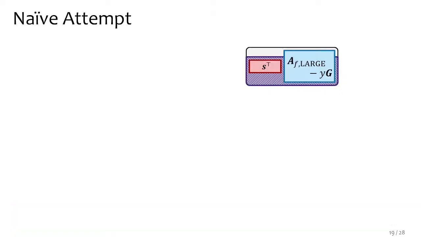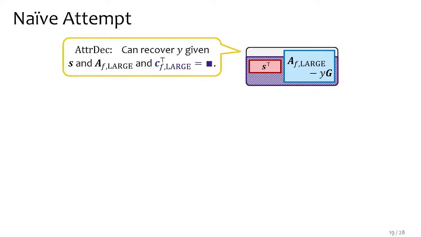Suppose now I have an encoding of f(x) = y, but it has a very large noise. Given this encoding, and suppose I also know S, and I also know AF large, then I can do what I call attribute decryption, attribute decoding. Basically, it recovers y. How to do that? You just subtract S times AF large from this encoding and see whether it's close to 0 or it's close to very large.